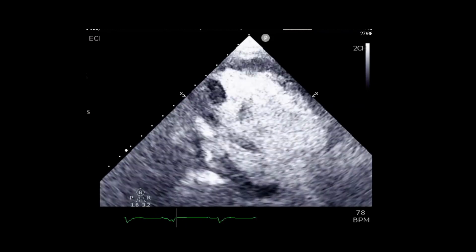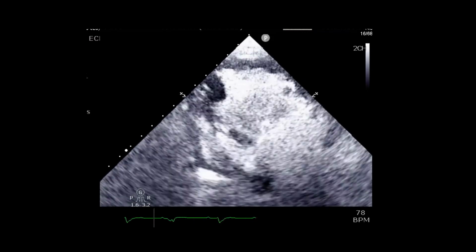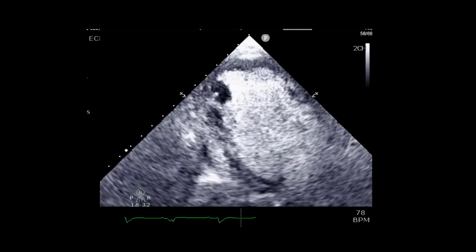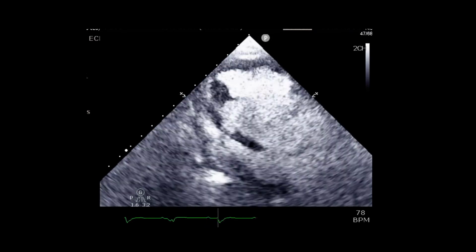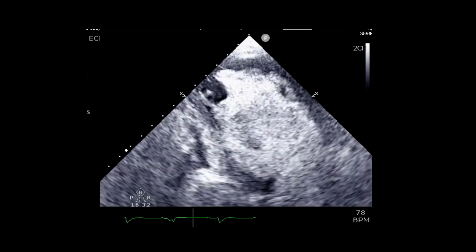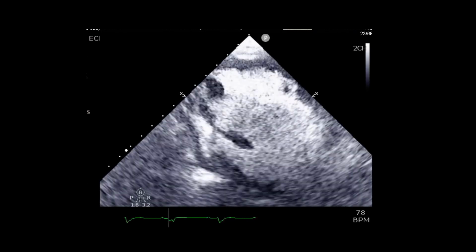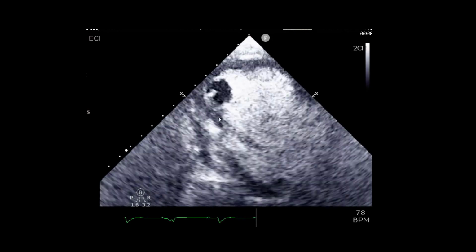And just some technical issues, because I know for the residents and the fellows, both of you guys push Definity. The technical point is to push the Definity relatively slowly so it distributes evenly across the LV. If you push it fast, like I did when I was a fellow, not a big deal. It'll just take a little bit longer to opacify the entire ventricle. So this is a very nice study, clearly showing you an LV thrombus in the distal inferior wall.